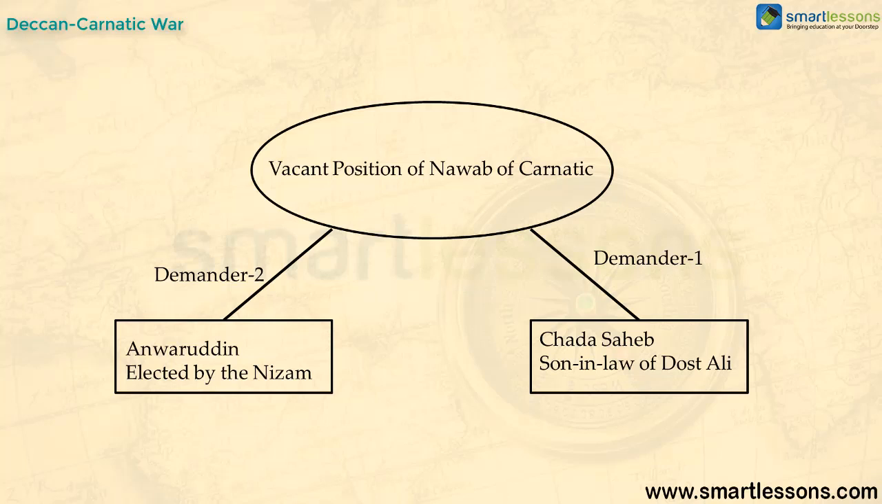In 1743, Carnatic Nawab Dost Ali died, leaving the position vacant. This vacant position created the bone of contention between Anwaruddin, who was elected as Nawab by the Nizam, and Chanda Sahib, who was the son-in-law of Dost Ali. In 1740, when the Austrian War of Succession broke out, both British and French engaged themselves in war in India too.